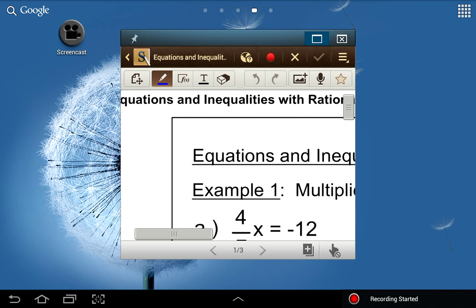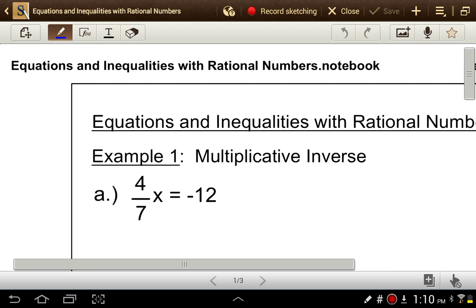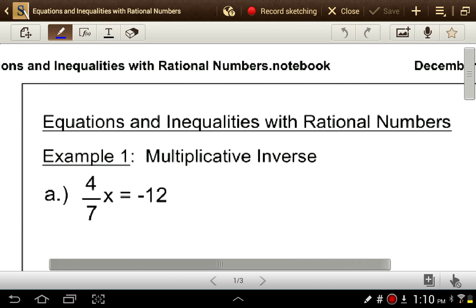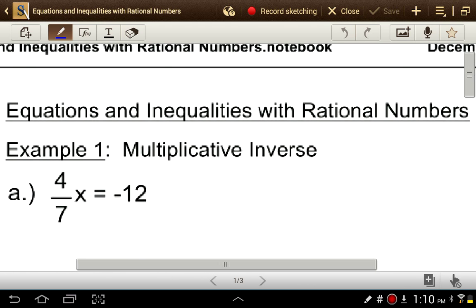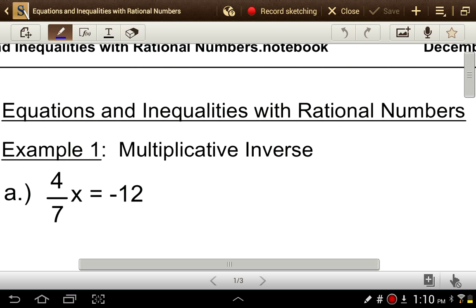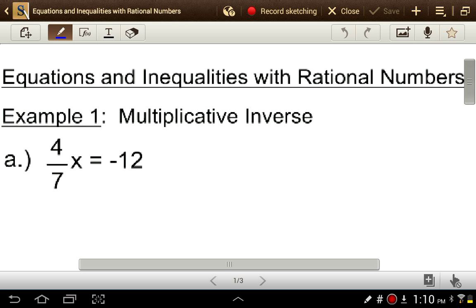Our lesson for today, guys, is equations and inequalities with rational numbers. Just a little bigger for us. Alright, so basically we're going back to our equations, 1- and 2-step, multi-step equations. We're now just bringing in rational numbers, which basically means we're going to have fractions in there. Because remember, a rational number is any number that can be written as a fraction, or which stands for the quotient of two numbers.